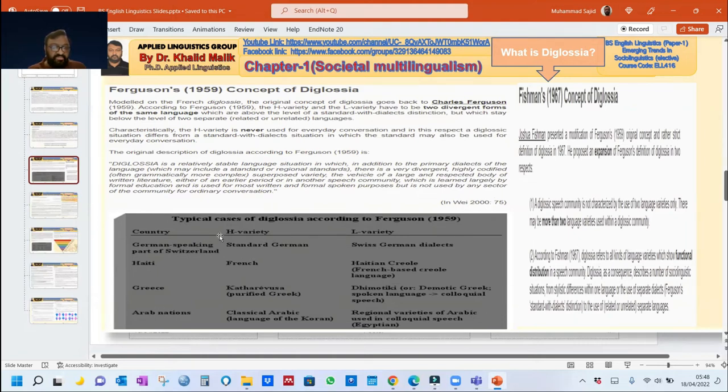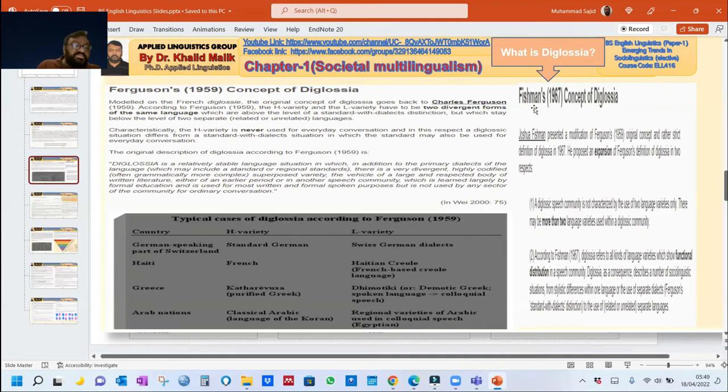And there is a chart here, typical cases of diglossia according to Ferguson. It gives these examples, country: Germany, Haiti, Greece, Arabic nations. H variety: standard German, French, and so on. L variety: Swiss German, Haitian Creole, a French-based Creole language, and other languages, regional varieties of Arabic used in colloquial speech, Egyptian, different area-wise languages are called colloquial.